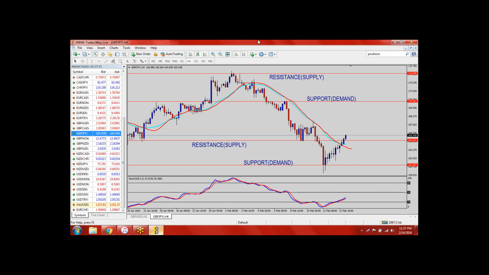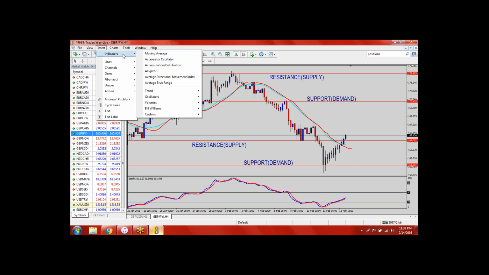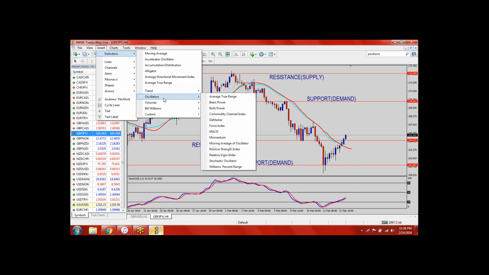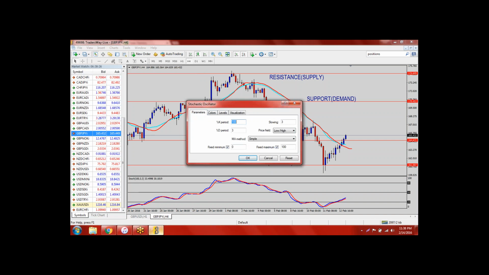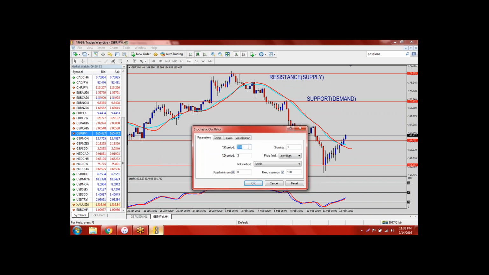So to apply this indicator, it's called the Stochastic Oscillator. You're going to go to the top left of your MetaTrader 4 platform. You're going to go to Insert, then Indicators, down to where you see Oscillators. It's going to open up a little list, and you're going to go to the second to last option, which is the Stochastic Oscillator. Then it's going to open up a little window with options, K percent period and D percent period. We'll talk about that in just a second.